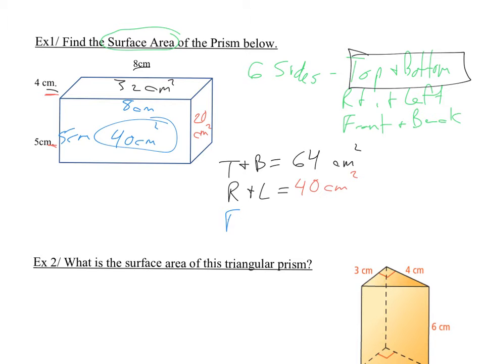There's 2 of those. And so when I double that, I get 80 centimeters squared. And when I add all that up, I get 184 square centimeters.